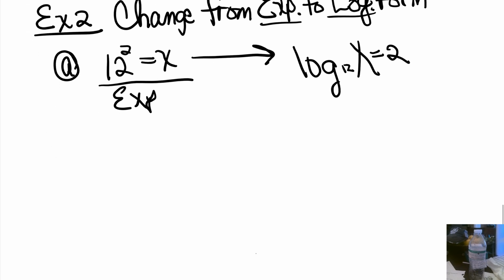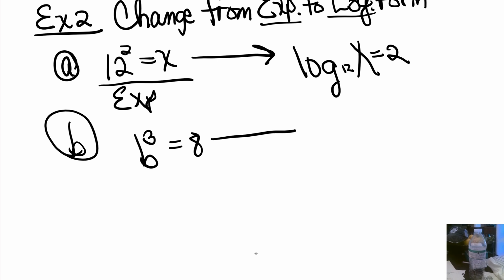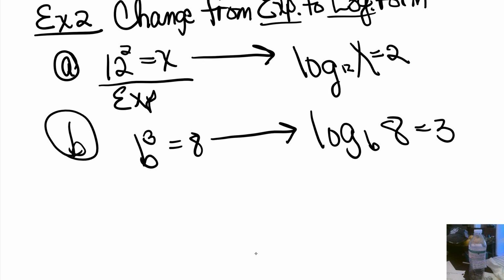So now that you have that, let's do B and see if you can catch B. In example B, you have b to the third is equal to 8, and we're going to write this in logarithmic form. So we're going to say log base b of what number? In this case, 8 is equal to 3. I write it on the right-hand side; they may write it on the left-hand side. It's still the same concept, right?